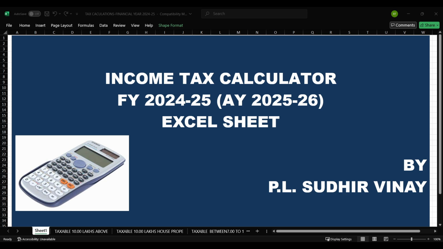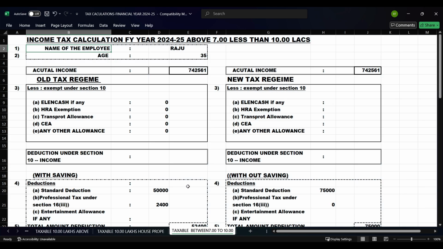I have taken three examples: one is 7 lakhs and above, then 10 lakhs and above, and 7 to 10 lakhs with house property. What is the calculation we'll get in the new tax regime as well as the old tax regime? Let's see. First, 7 lakhs and above income.